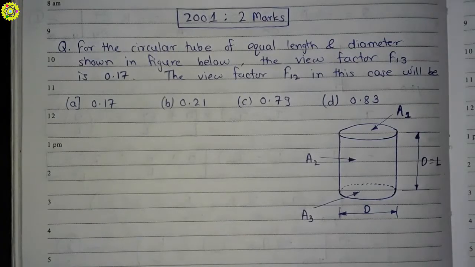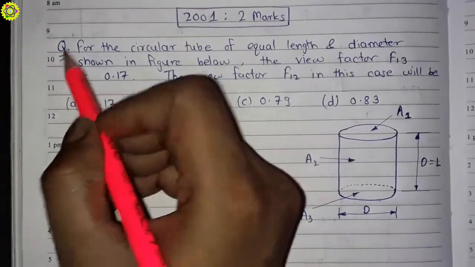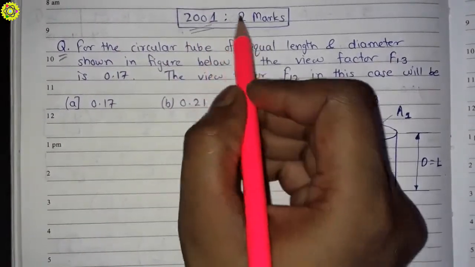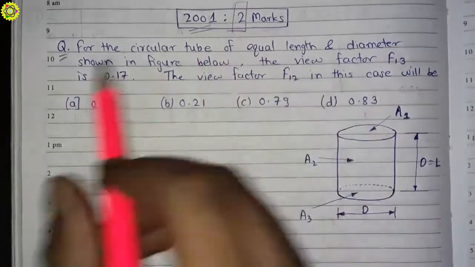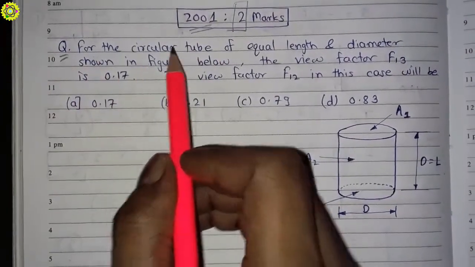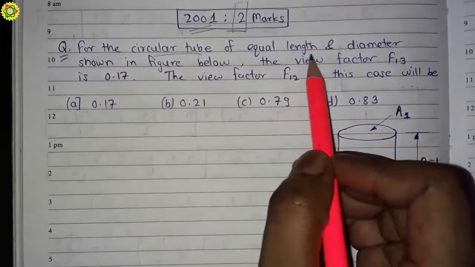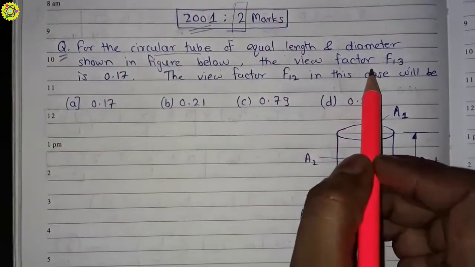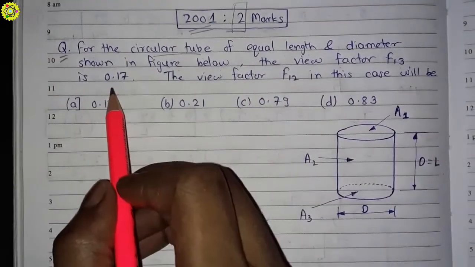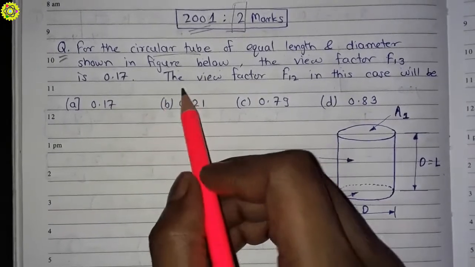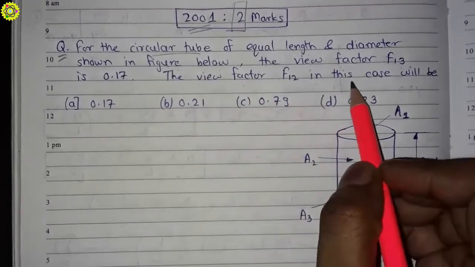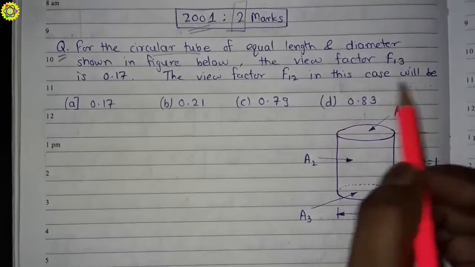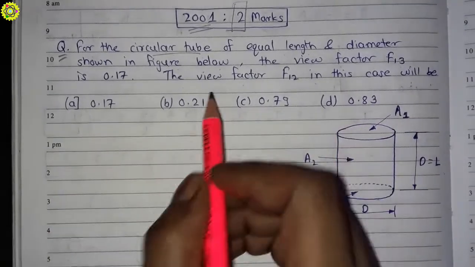Hi friends, welcome. Friends, this is the question from the 2001 question paper and it was for 2 marks. The question is: for the circular tube of equal length and diameter shown in the figure below, the view factor F13 is 0.17. The view factor F12 in this case will be, these are the options.